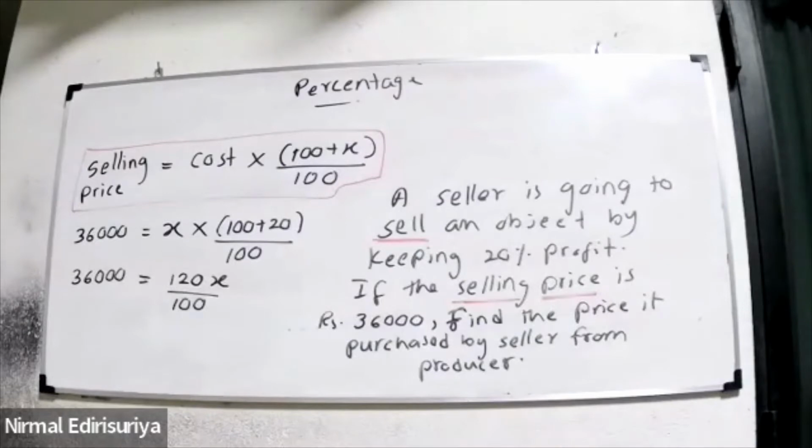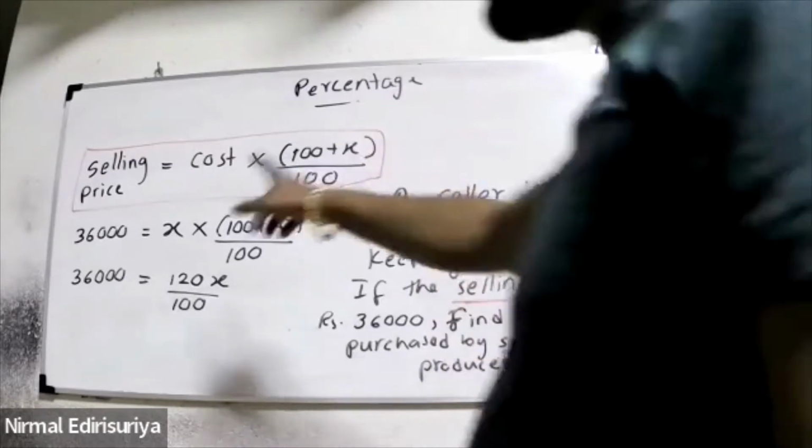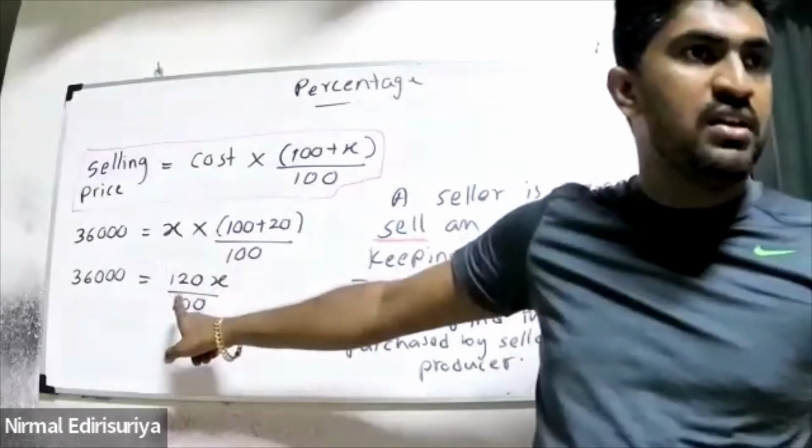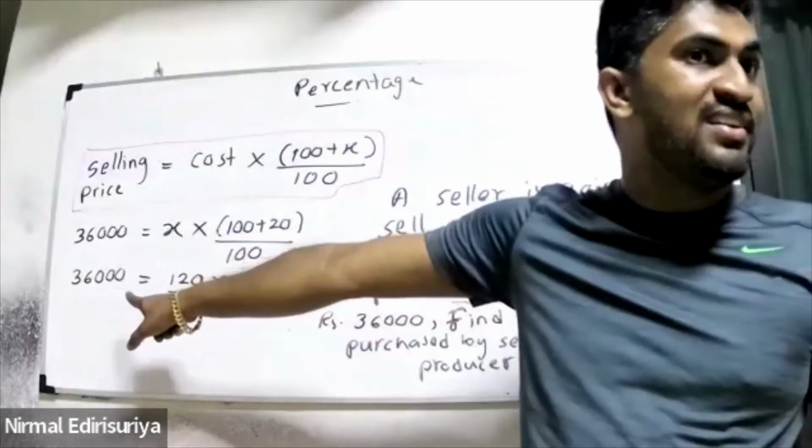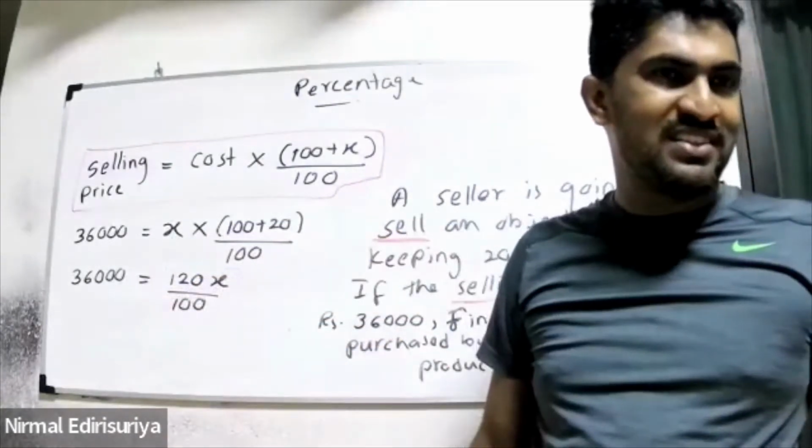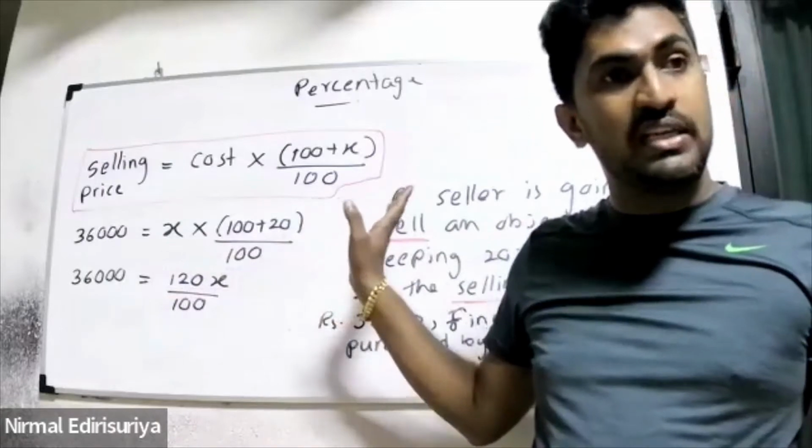120x over 100. Got it, guys? Okay, Ravindu, good. But Ravindu, the purchasing price cannot be more than the selling price.